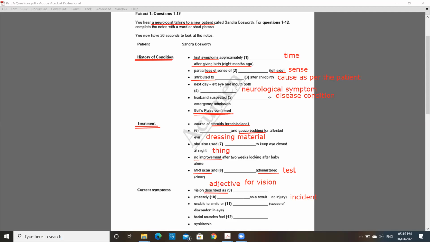Unable to smile or blank. So whenever you have this word "to" before the blank, okay, "to" is usually followed by the original form of the verb, without ed, without ing. While writing also you can keep this in mind. So unable to smile, and what other activity were they unable to do? So I'm looking for a type of action. And again, it is given discomfort in eye. So it has to be related to eye.